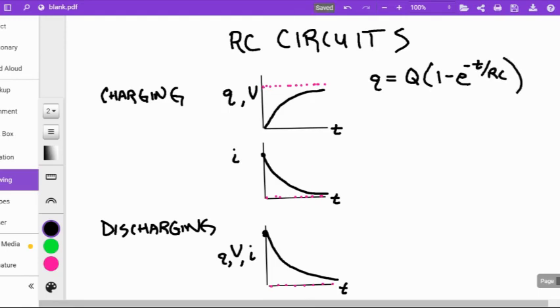Now, that Q that's there is actually the final charge on the capacitor. So if you like, that's going to be equal to the EMF times the capacitance. Remember that voltage times capacitance gives you charge. So this is the final charge. That's why I'm using a capital Q, because it's kind of a fixed value. The voltage across the capacitor also is going to look like this, except now we use the EMF for the battery, but we have exactly the same thing in parentheses.